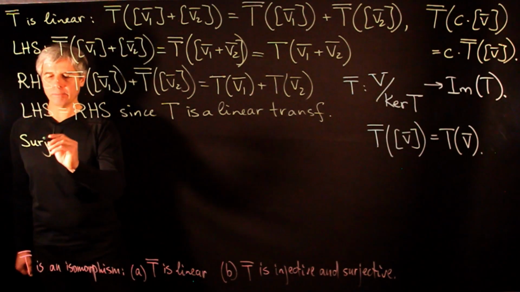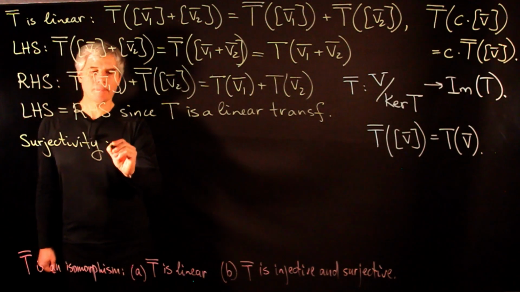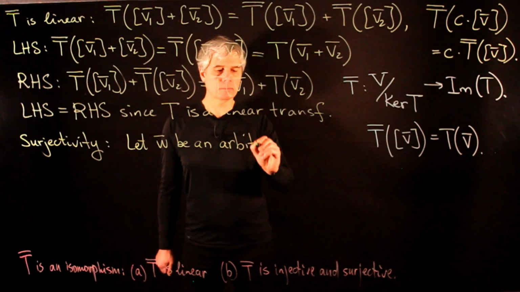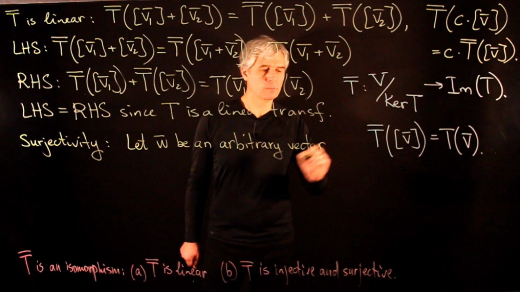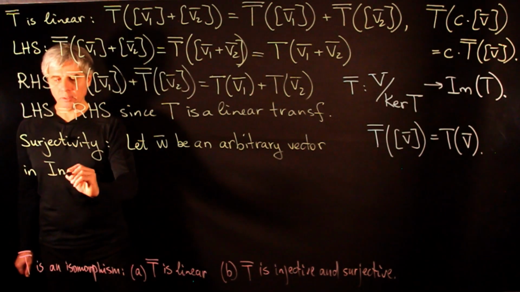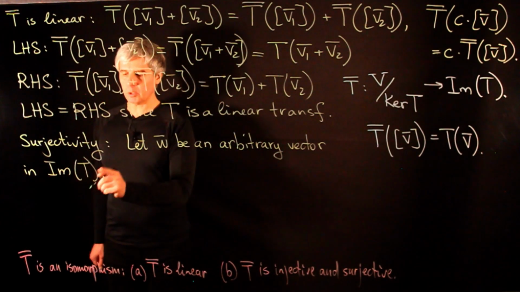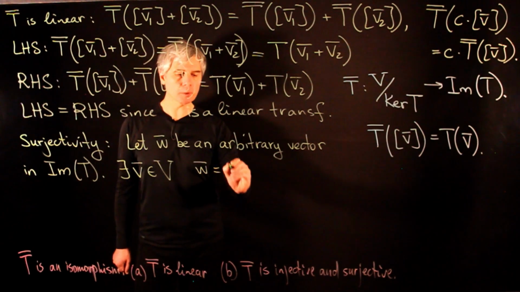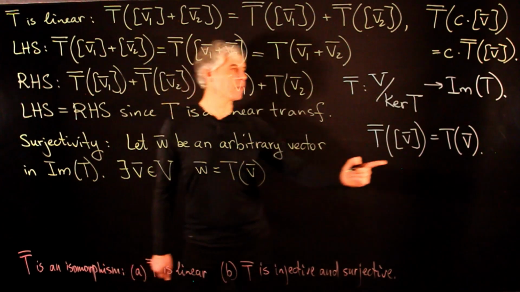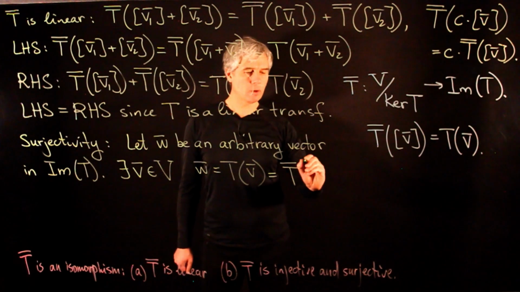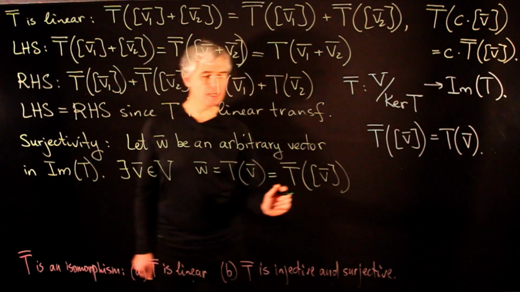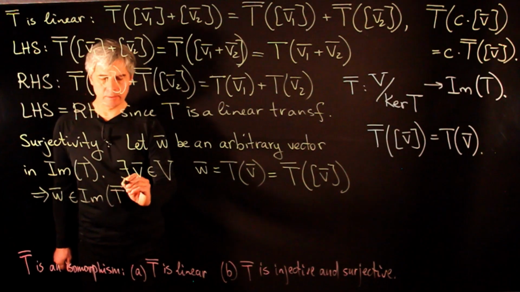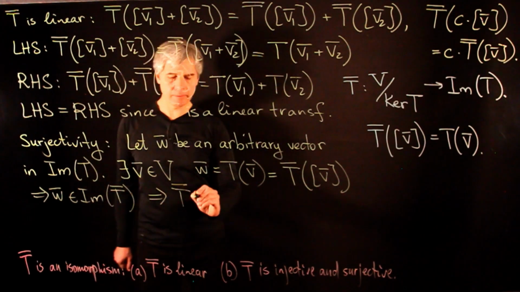So let us look at surjectivity. Let W be an arbitrary vector in the image of T. Then, because it belongs to the image, we know that there exists a vector V in the space V such that W is equal to T of V. But we know that T of V is equal to T bar of the class of V. So we see from here that W belongs to the image of T bar. And this tells us that T bar is surjective.